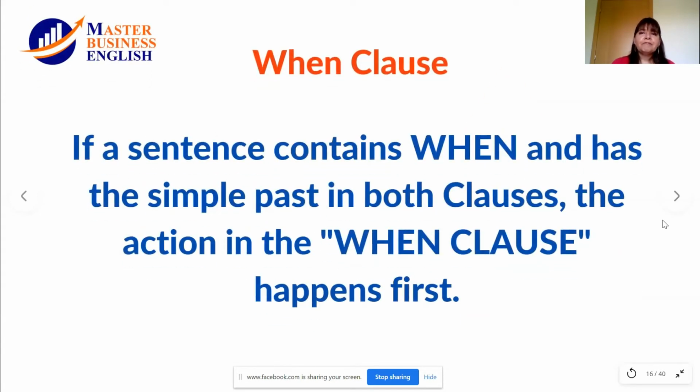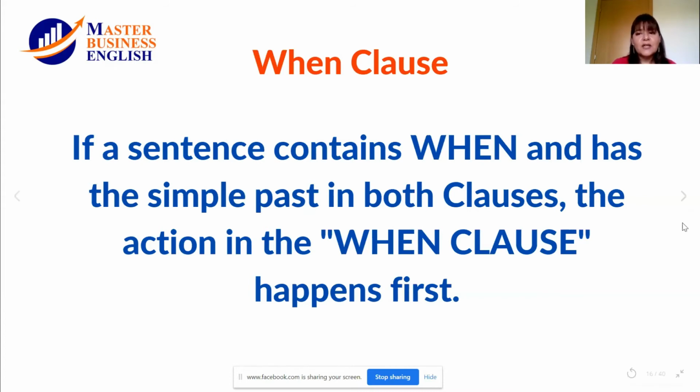A when clause, what happens when we have a when clause? There is a rule that says that if a sentence contains when and has the simple past in both clauses, the action in the when clause happens first. So again, if a sentence contains when and has the simple past in both clauses, the action in the when clause happens first. But Karima, it's a bit difficult to understand.